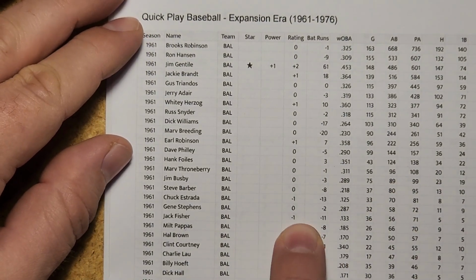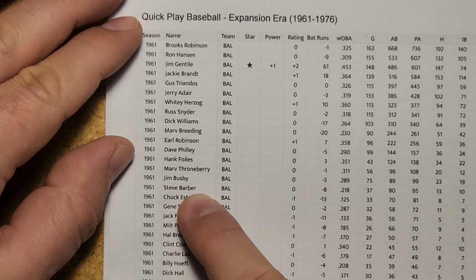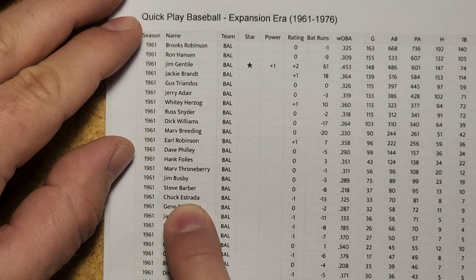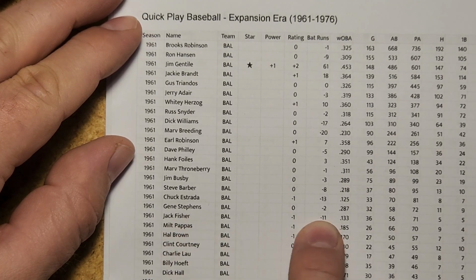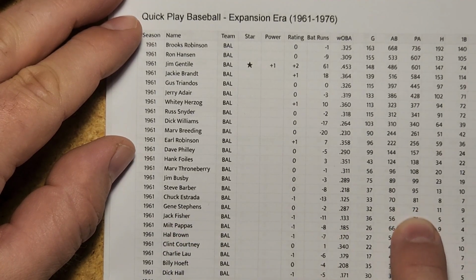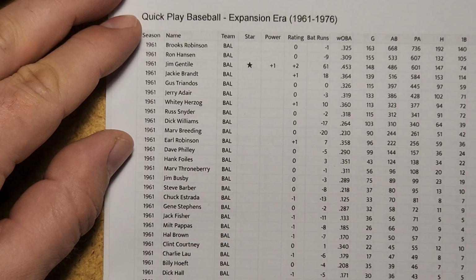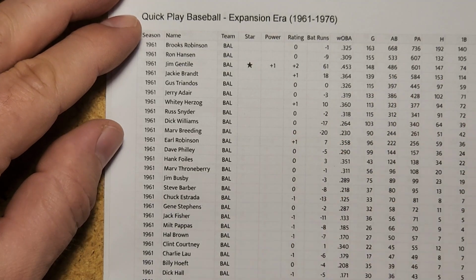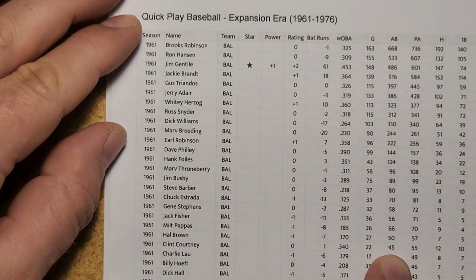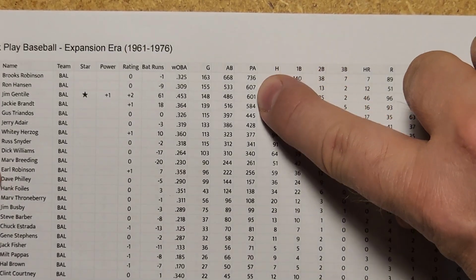So here we have quite a few -1s. Those are probably pitchers: Milt Pappas and Steve Barber. Chuck Estrada, Milt Pappas, Jack Fisher. You're going to find all those pitchers here because they will have gotten 50 to 100 at bats or plate appearances just because they're starting pitchers before the DH, right? So you have pitchers mixed in with position players who got very little playing time, but you can see that they are sorted by plate appearances.